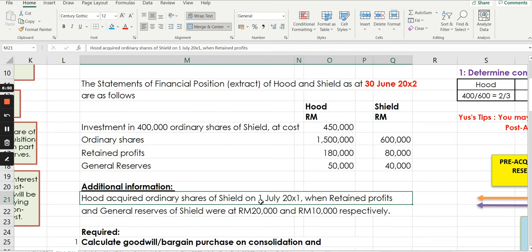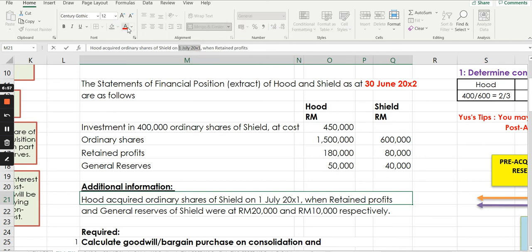On 1st of July 2000x1, the date of acquisition is much earlier than the reporting date. So this is actually the date of acquisition. I put that as DOA. And on that date, the retained profit and the general reserve of Shield, which is the pre-acquisition reserve balance, were 20,000 and 10,000 respectively.